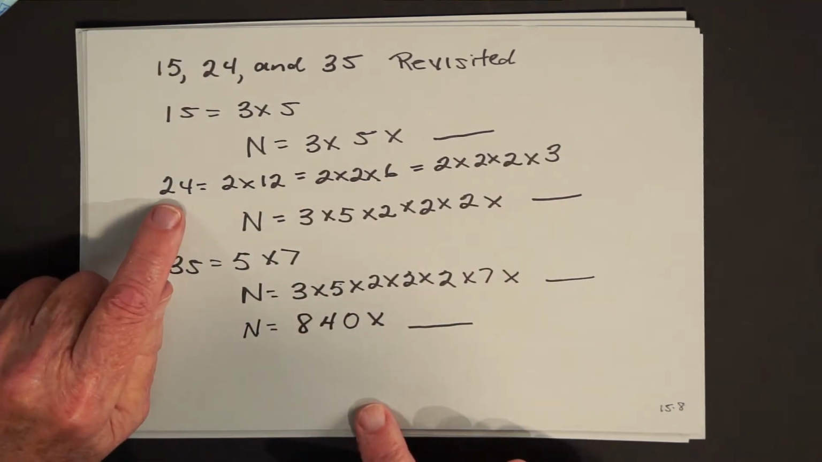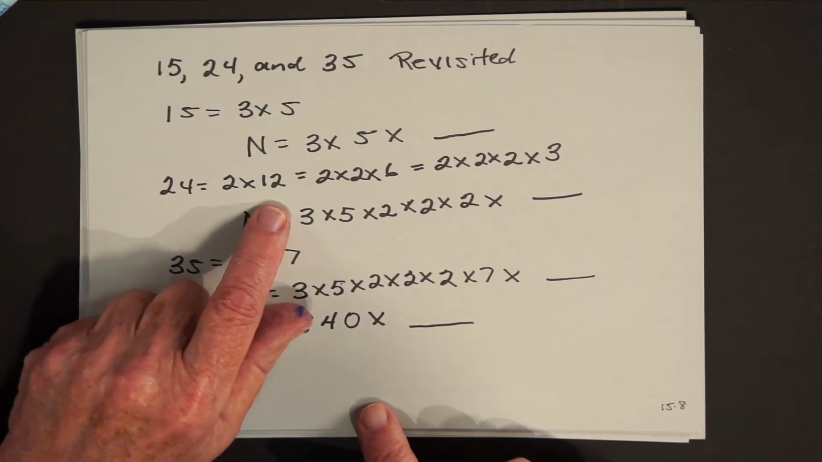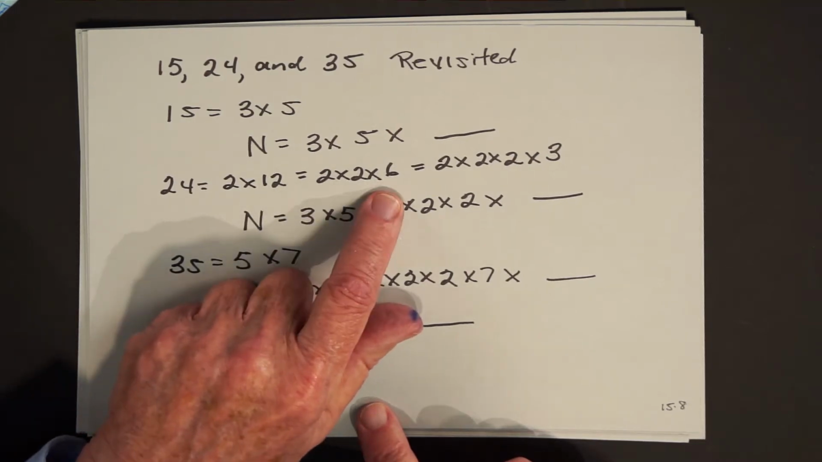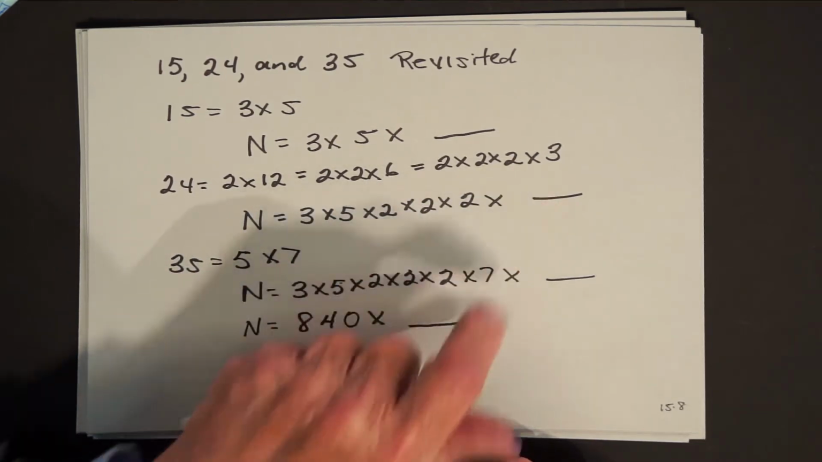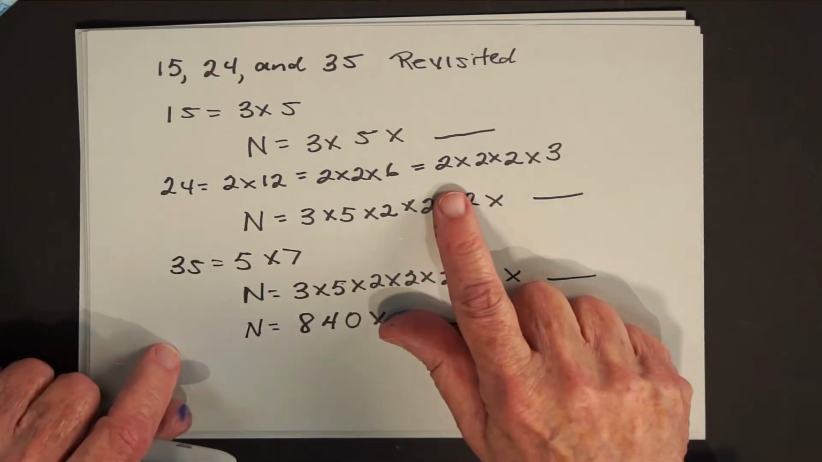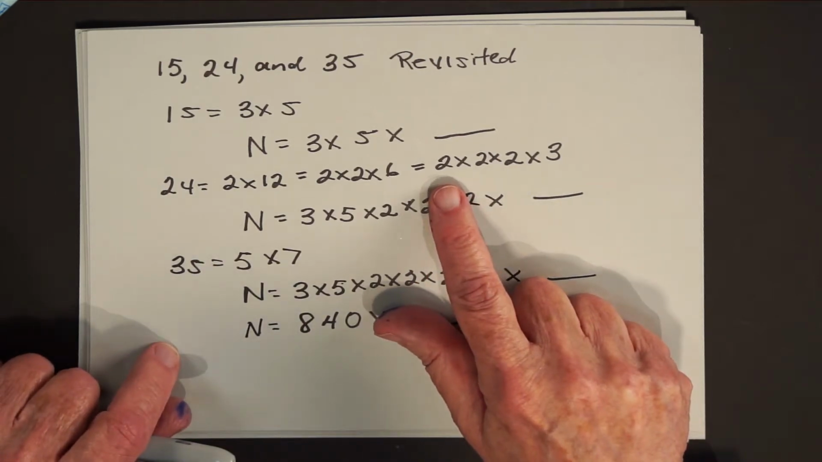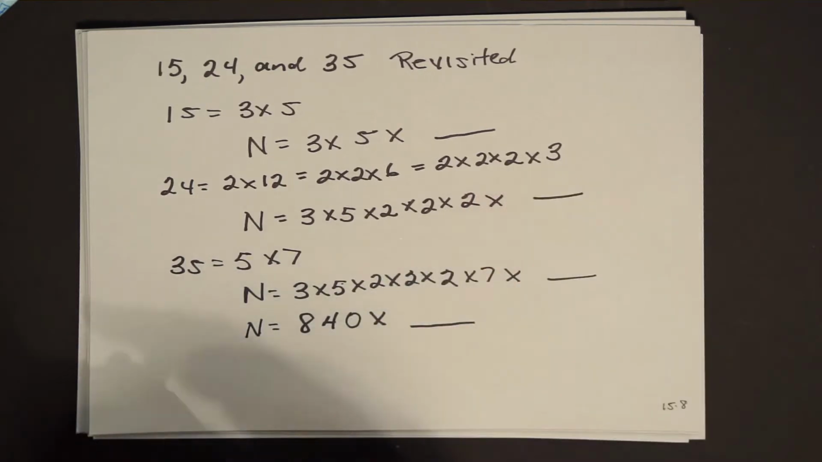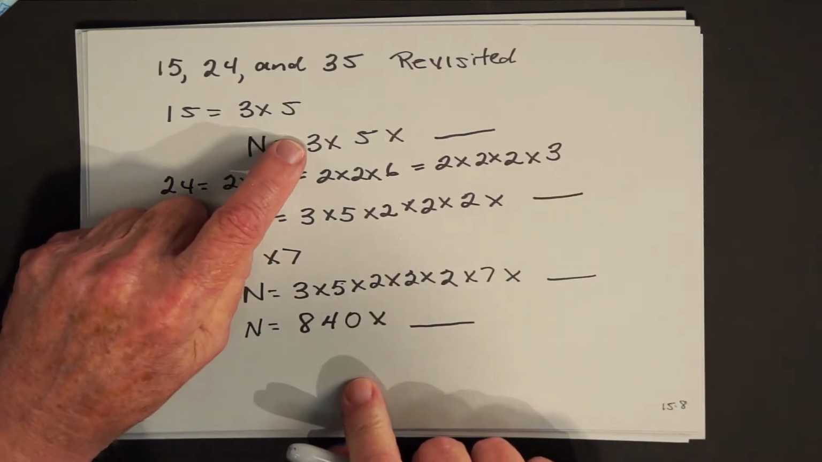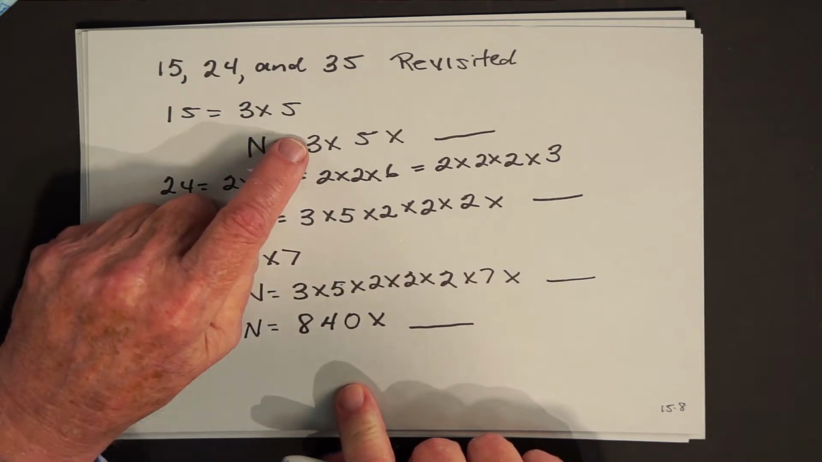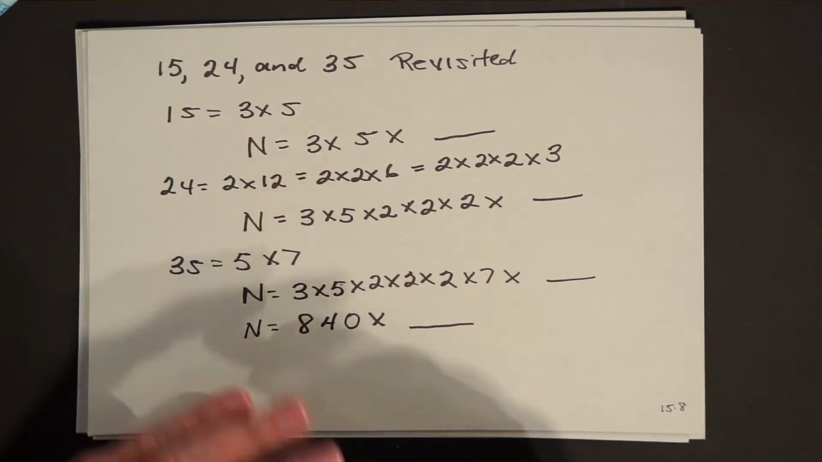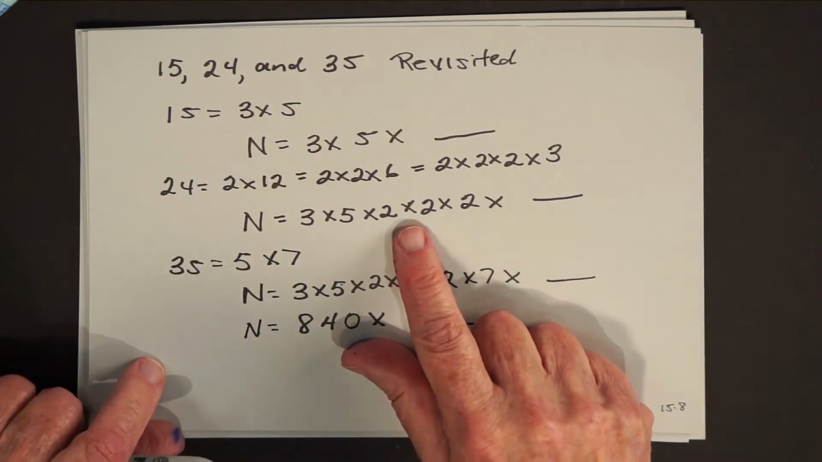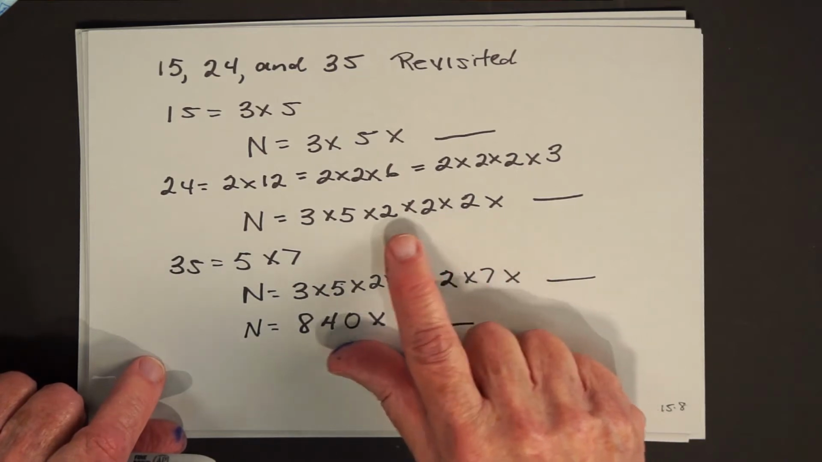What does it need to be a multiple of 24? Well, 24 breaks down into 2 times 12. 12 breaks down to 2 times 6. 6 breaks down to 2 times 3. So in terms of prime factors, 24 is 3 factors of 2 and a factor of 3. Now, what do we already have here? We already have the factor of 3. We don't have any factors of 2 over here, so I have to put in the 3 factors of 2.